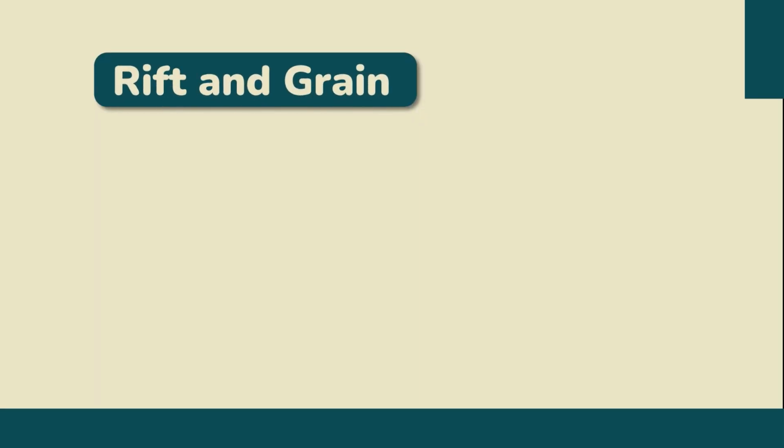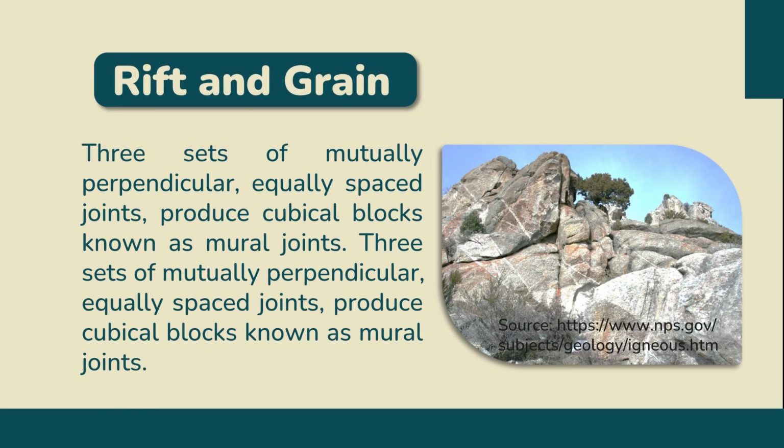Then rift and grain structure: three sets of mutually perpendicular, equally spaced joints produce cubical blocks, known as mural joints, as can be seen here. In this diagram you see three mutually perpendicular joints, and this structure is called rift and grain structure.